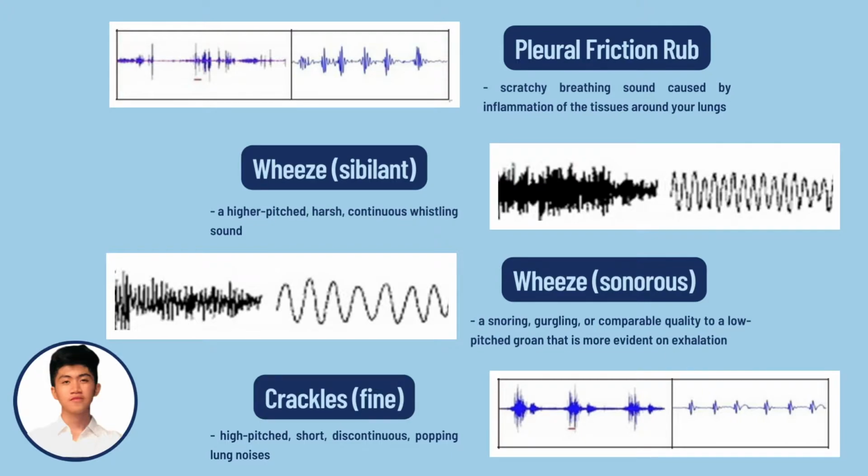Wheeze, sibilant. When the airway becomes clogged and restricted, a higher pitched, harsh, continuous whistling sound is produced. When listening to an asthmatic sufferer, these are the common wheezes you'll hear. Wheeze sonorous. Wheezes with a snoring, gurgling, or comparable quality to a low-pitched groan that is more evident on exhalation are known as sonorous wheezes. Mucous fluids, lesions, or foreign things might clog the major airways, causing sonorous wheezes.